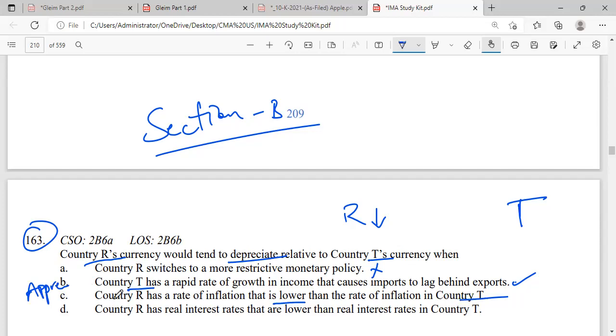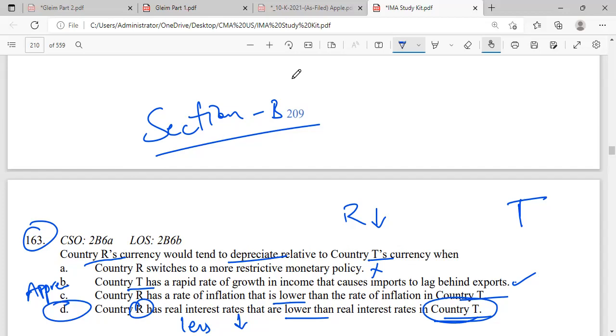Now coming to the last option. Country R has real interest rates that are lower than real interest rates in country T. Now this makes country R less attractive. It means that the value of currency R will depreciate in comparison to country T. And I think this should be the answer.